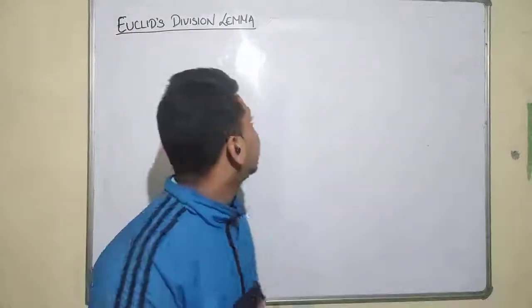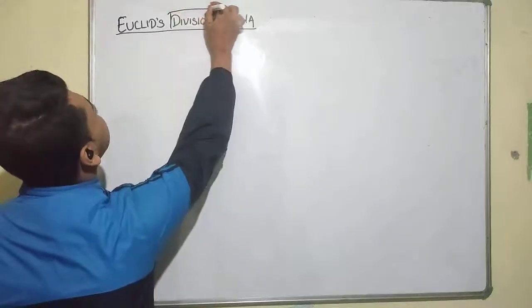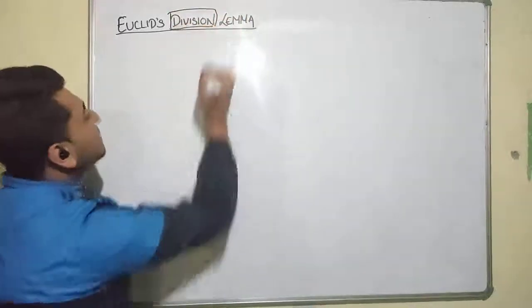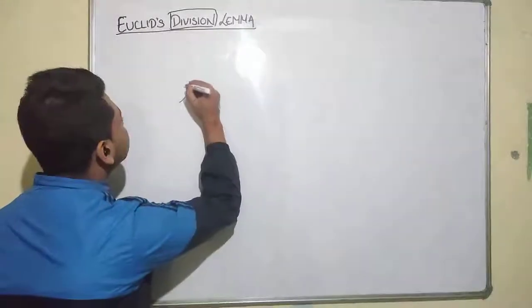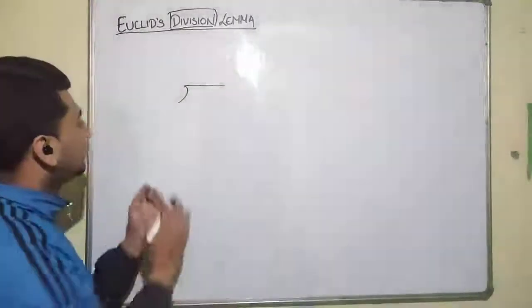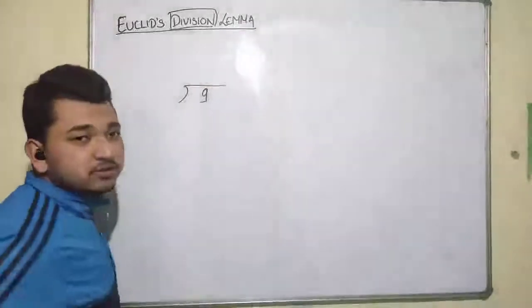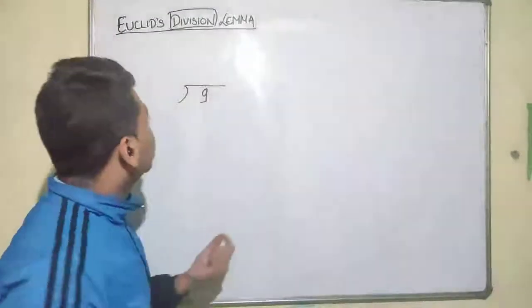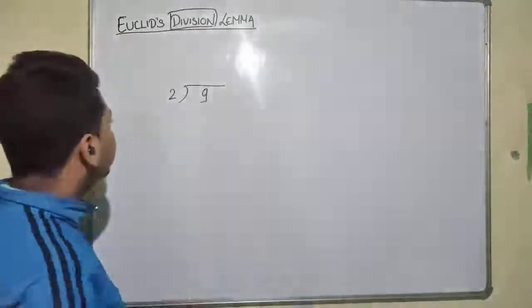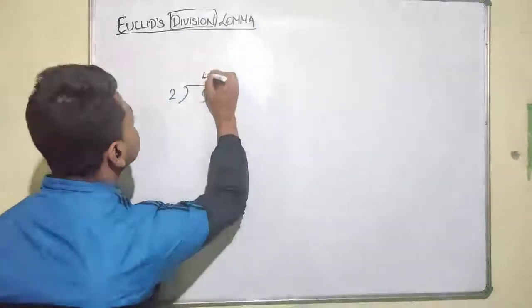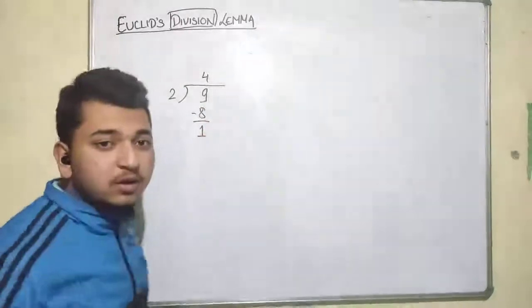Talking about Euclid's division lemma, we know what division is, right? In a division we have one dividend, like 9. So the dividend is 9 and the divisor will be 2. Now 2 fours are 8, and we have got the remainder as 1.